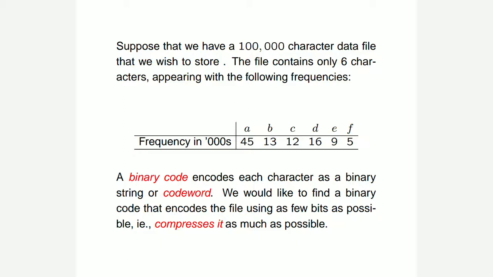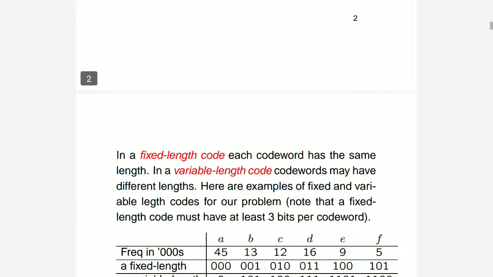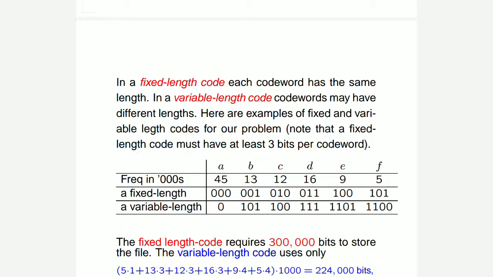So for this we use binary code. So what is binary code? Whatever characters we have, that character will be represented in terms of binary. We would like to find a binary code that encodes the file using as few bits as possible, that is, compress it as much as possible. So in this binary code we have two different kinds of code: one, the fixed length code, the other one is the variable length code.